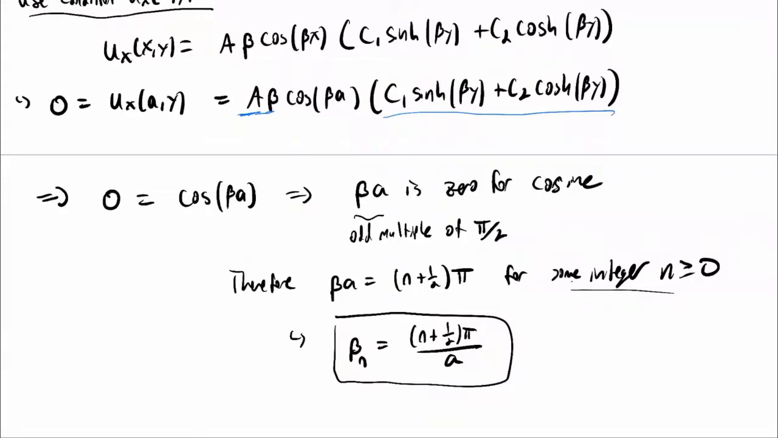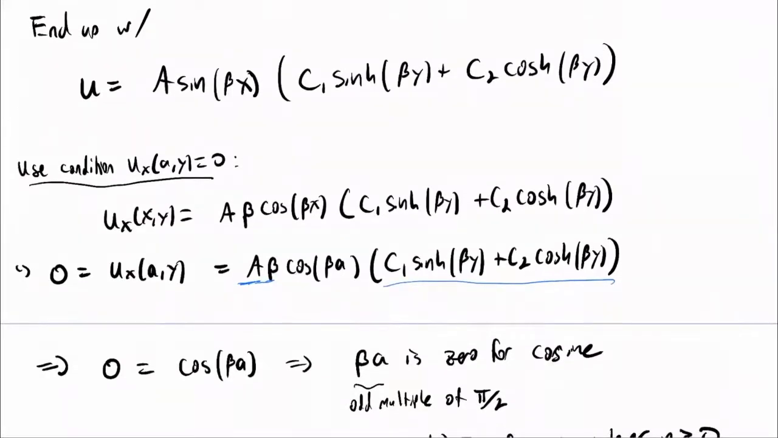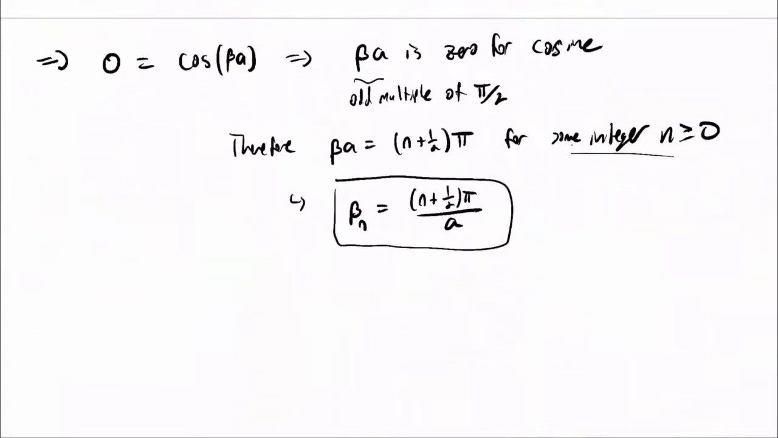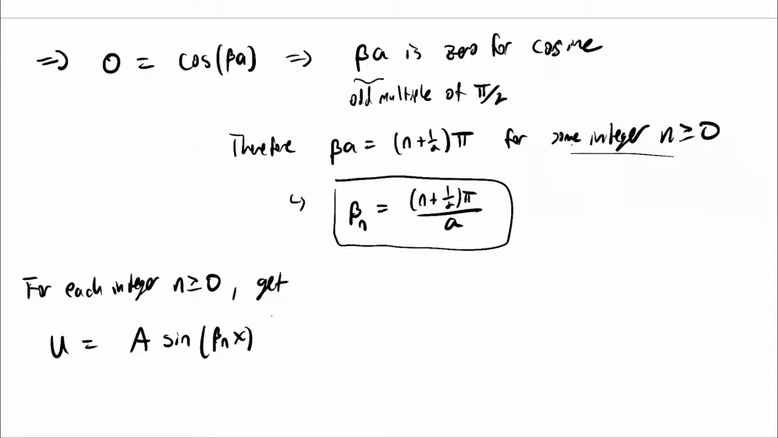And so now going back to our candidate for a solution, we've simplified it further in the sense that we know what beta should be. So for each integer n bigger than or equal to 0, we get the following candidate for a solution. Well, u should be some number a times sine of beta_n x, and then times the hyperbolic trig terms. So I get c1 hyperbolic sine of beta_n y plus c2 times hyperbolic cosine of beta_n y.